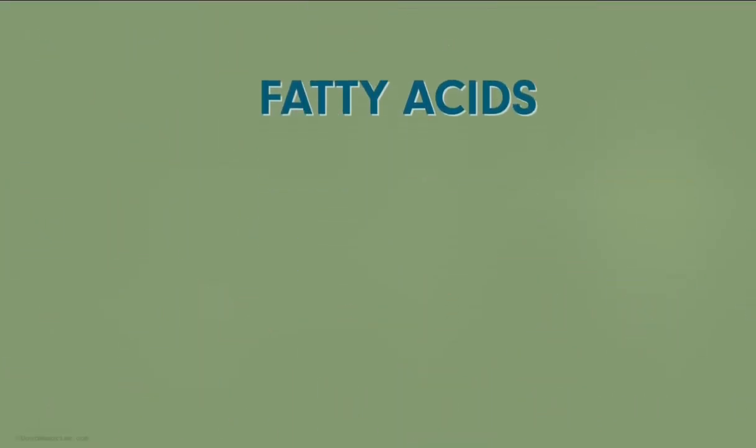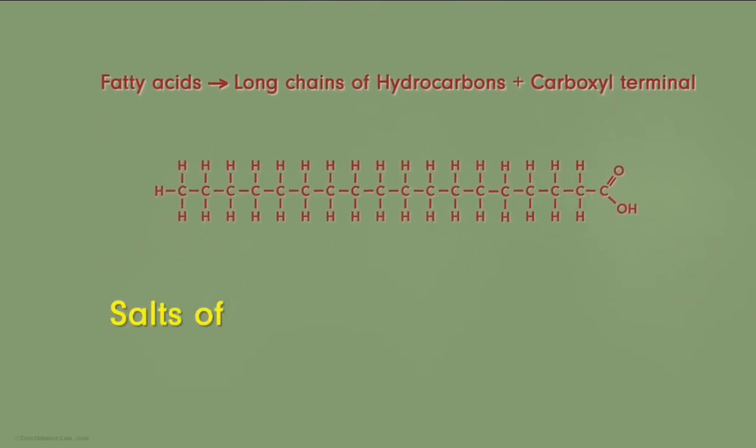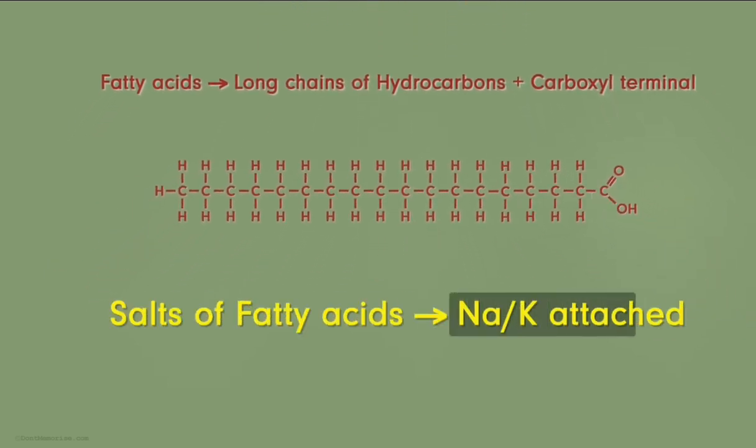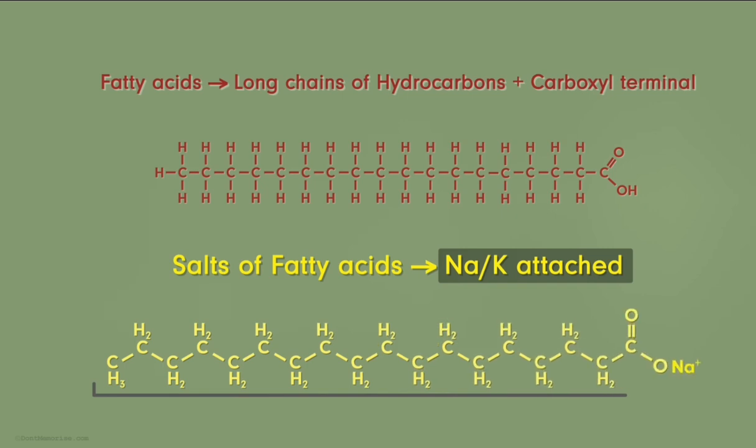Let us understand this. Fatty acids are extremely long chains of hydrocarbons with a carboxylic acid attached at one terminal. Since soaps are the salts of fatty acids, they have sodium or potassium attached to the chain. So the structure of the soap can be seen as a long chain of hydrocarbons, which can be saturated or unsaturated, and the chain will have a carboxylic terminal with sodium or potassium attached to it.